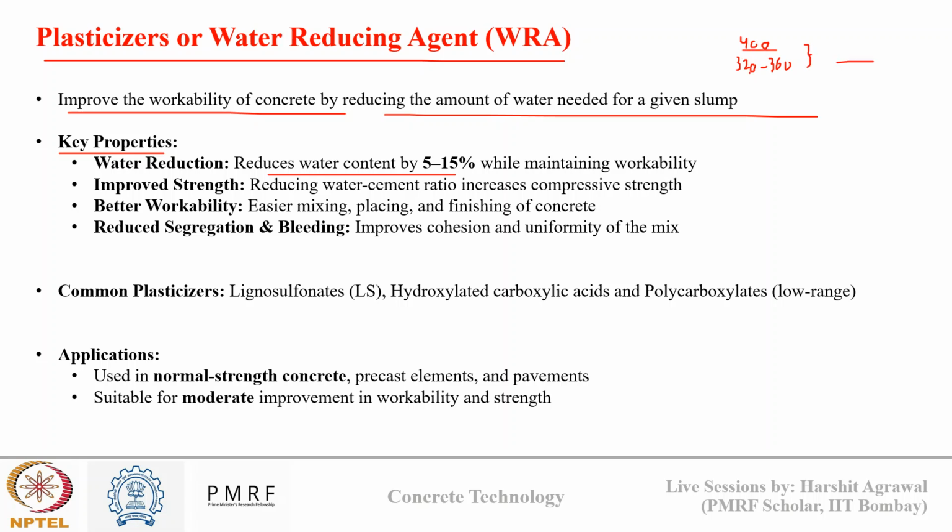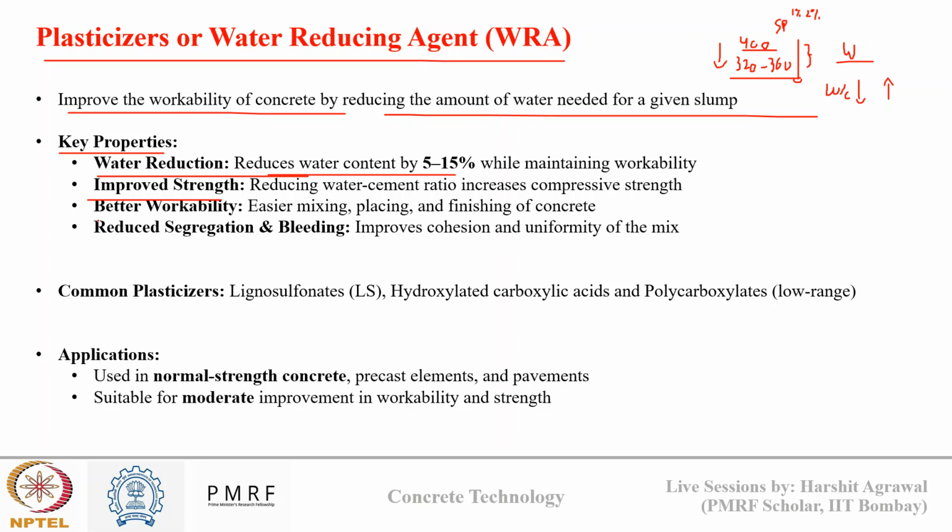In this way, I'm replacing the water by a very small quantity of SP, say 1% or 2% addition of SP. I'm reducing water by 5 to 15%, and I'm achieving the same level of workability from the concrete. So this is the power of a plasticizer. They reduce the water content required for achieving a level of workability. They can improve the strength. How? Because we are reducing the water content, we are reducing the W by C ratio, and if we are reducing the water to cement ratio, we will increase the strength of concrete.